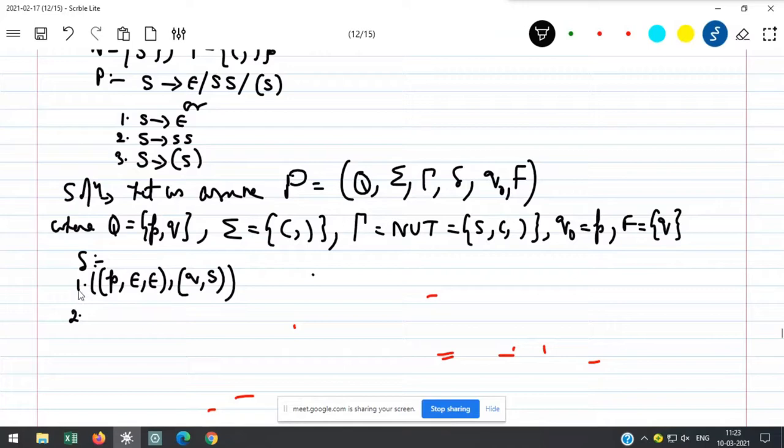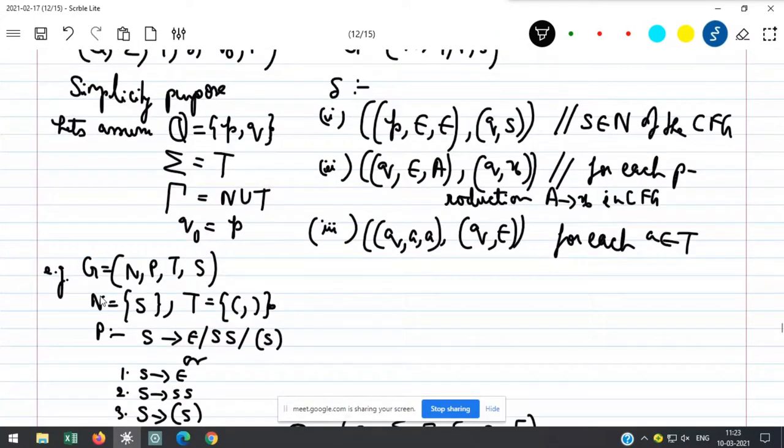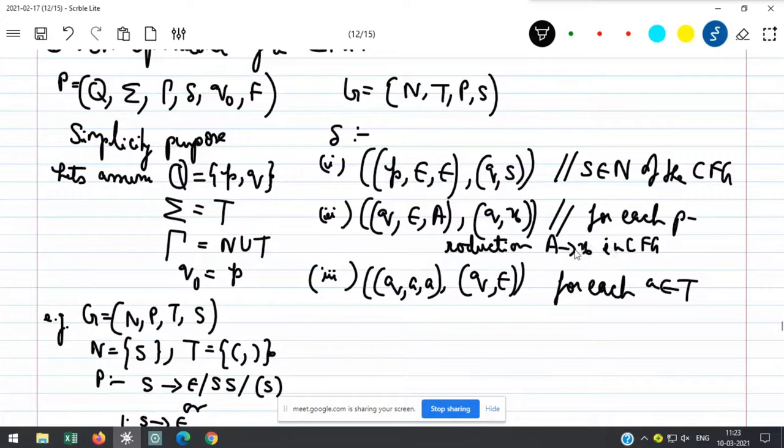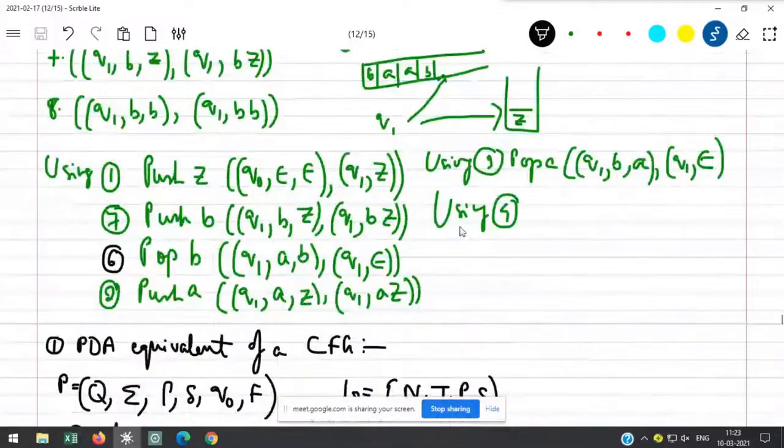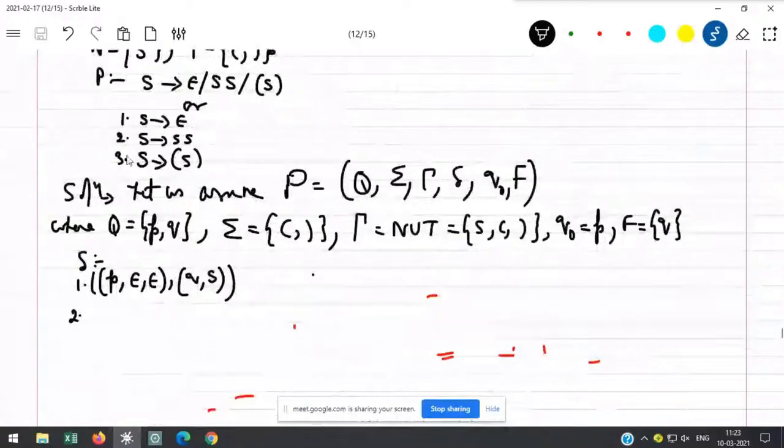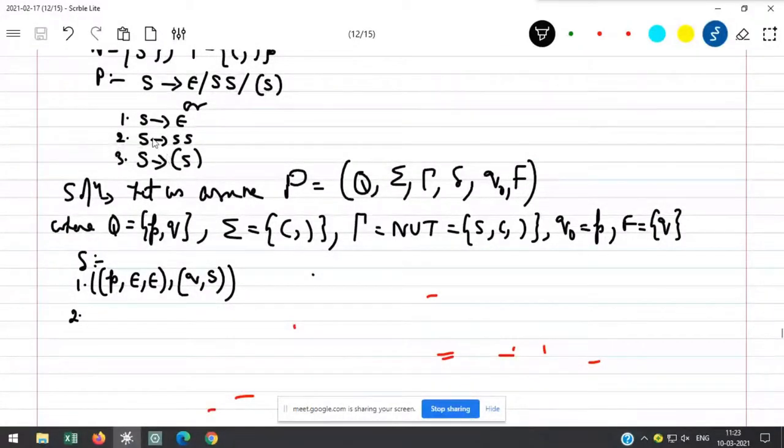And then next, for all the productions provided, we have to insert a transition function of this format: derivable by, replaceable by terminal X. If you have such production rules, then you have to insert a transition function of this kind. How many production rules are available to us? Totally 1, 2, 3 production rules. So for all these 3, we have to insert 3 transition functions. Now let me insert them.